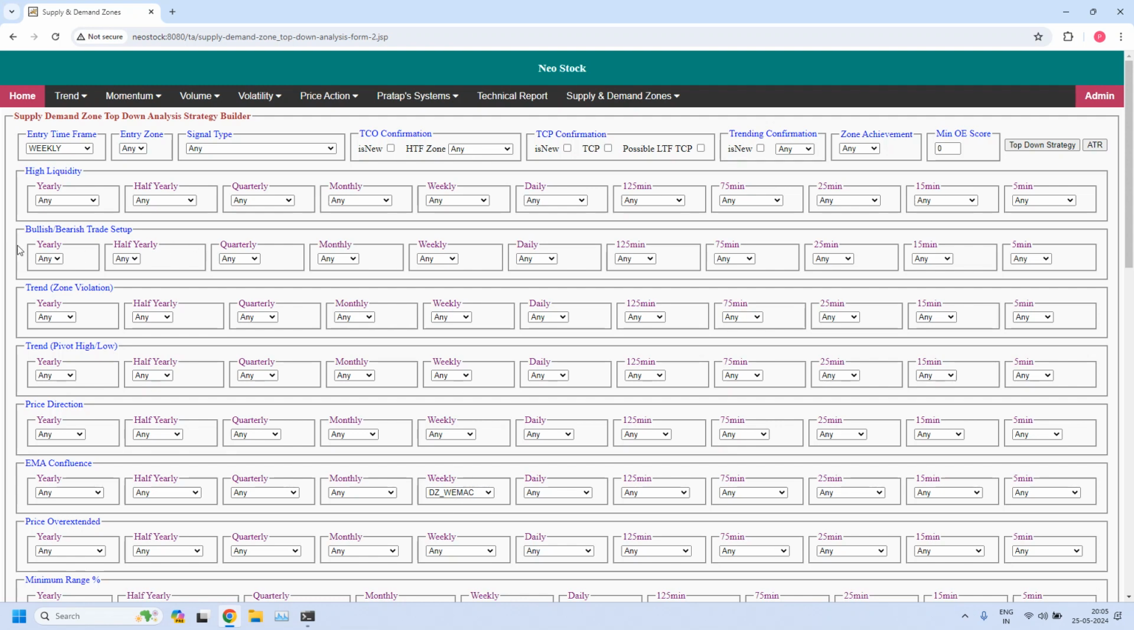So that's why, in the zone violation trend in the weekly time frame, I am selecting uptrend. That means the trend is uptrend and the EMA confluence is also weekly EMA confluence. You can plan high probability trade setups from this combination. Now let me filter the stocks. If the list is big, then we will add one more filter, that is pivot high low, that is swing high low. Trend also, we will select uptrend.